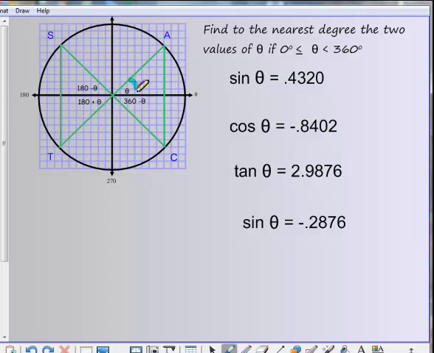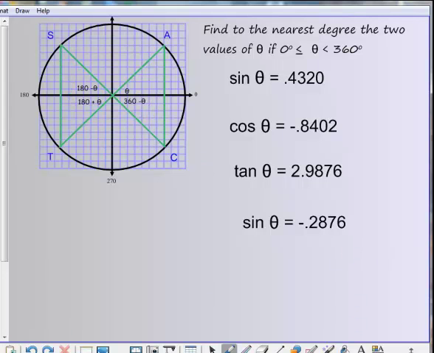In the first quadrant, it's always just the angle that comes up on the calculator. In the second quadrant, it's 180 minus the reference angle. In the third quadrant, it's 180 plus the reference angle. And in the fourth quadrant, it's 360 minus the reference angle.